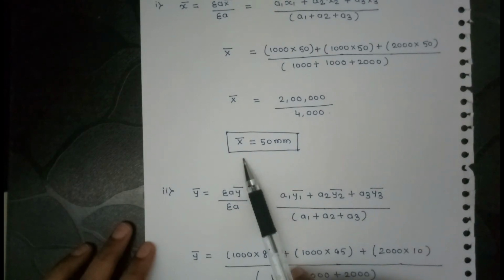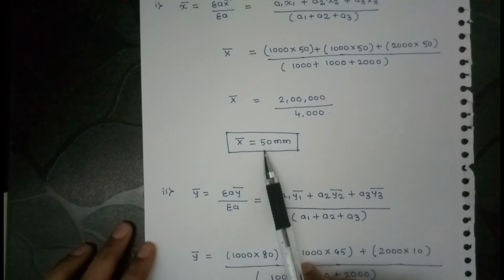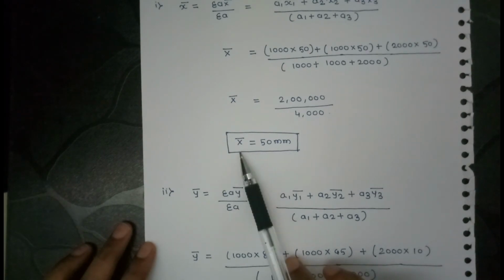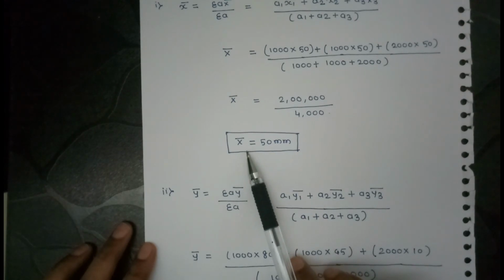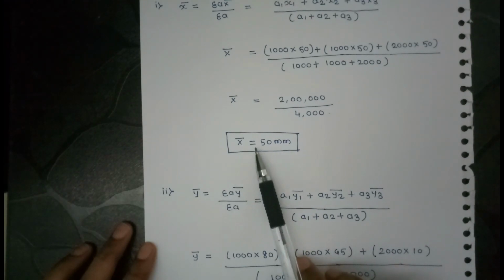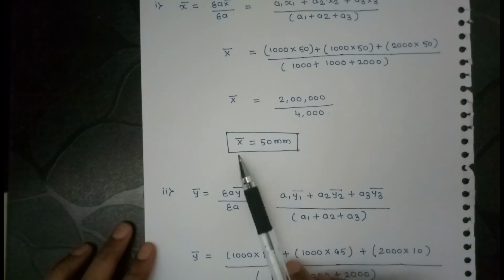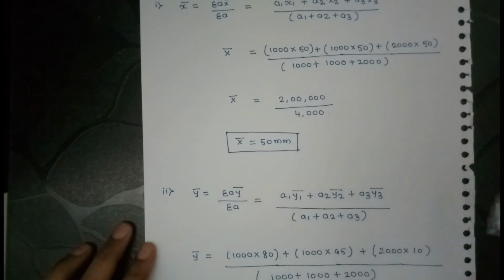This is the centroid of overall I section, means x bar is equal to 50 mm. What is meant by x bar? The distance between point G to base of y-axis is known as x bar. So x bar is equal to 50 mm.